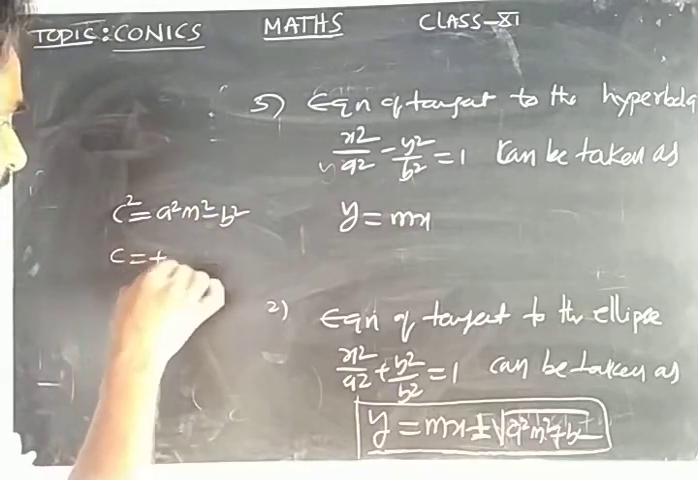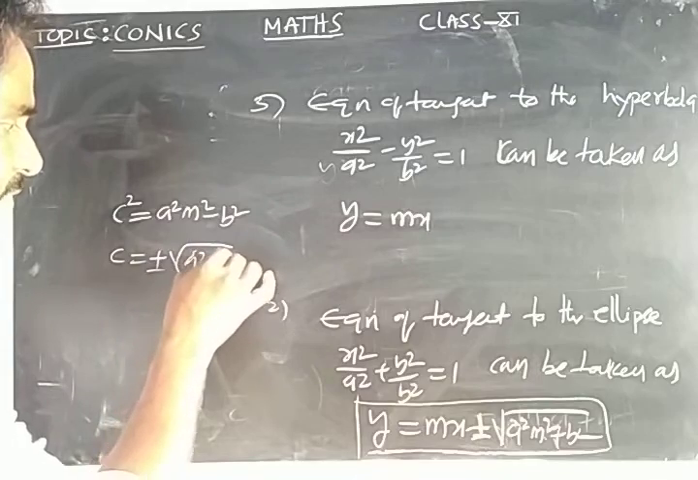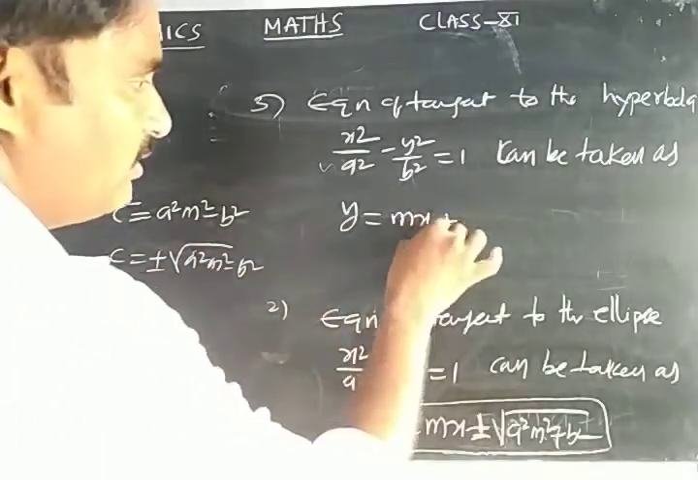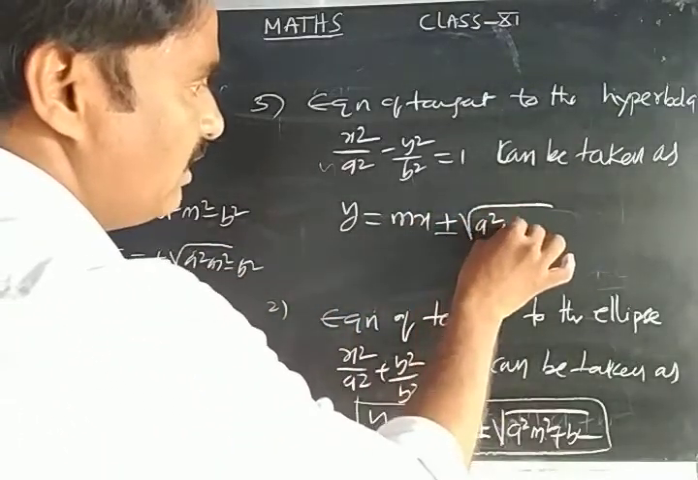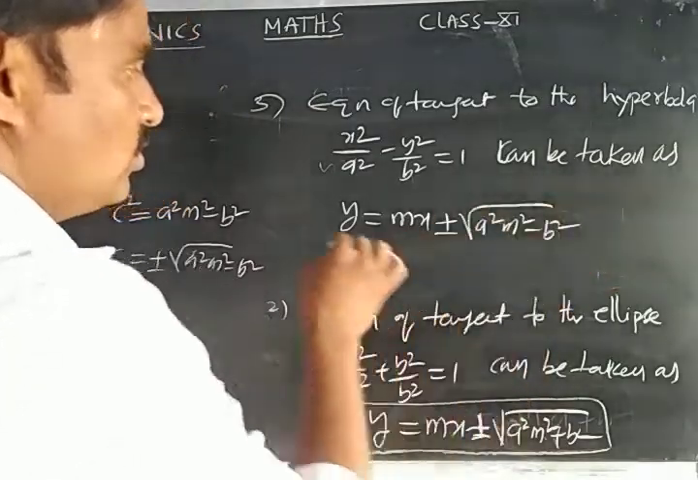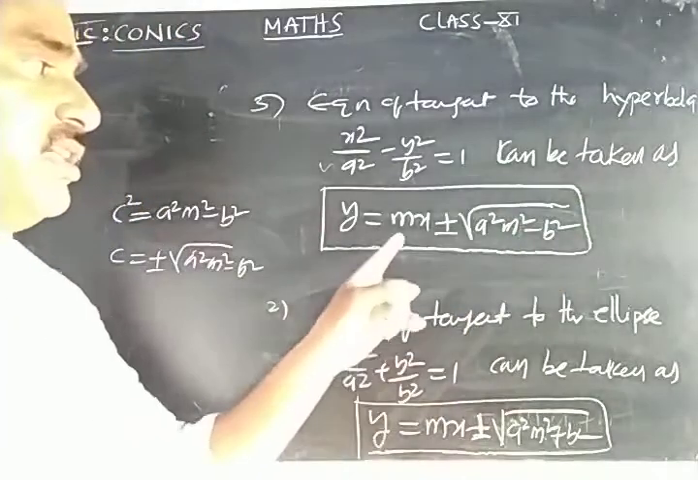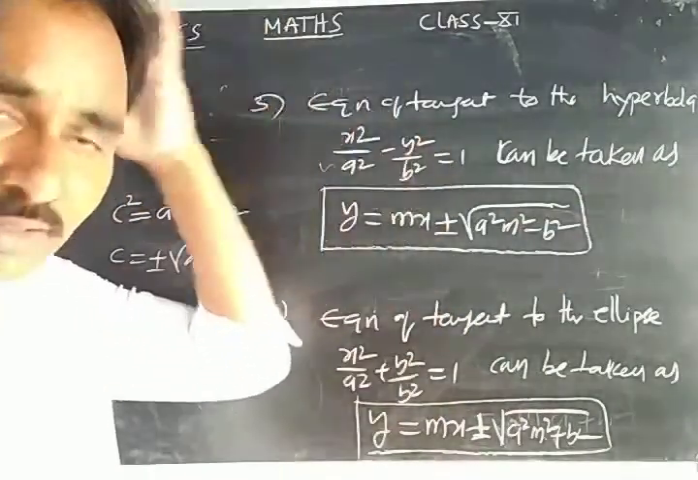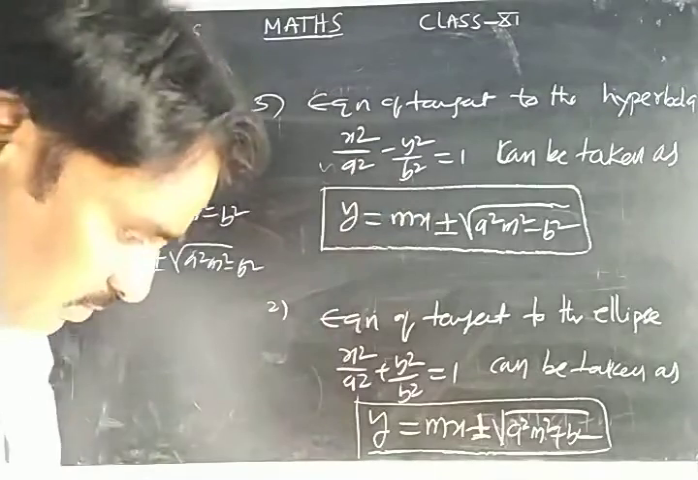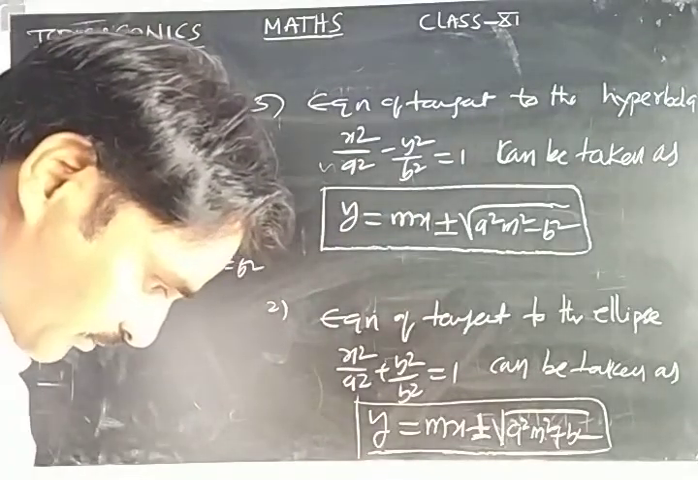From this, you will get c equals plus or minus square root of a square m square minus b square. So, in place of c, I am writing root of a square m square minus b square. So, this is the equation of tangent in slope form. If you need the equation of tangent, you can use this formula when the slope is available.